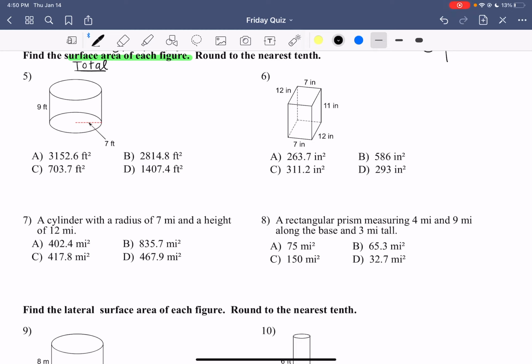So our first formula that we have is the total surface area formula of a cylinder, which is 2 pi RH plus 2 pi R squared.